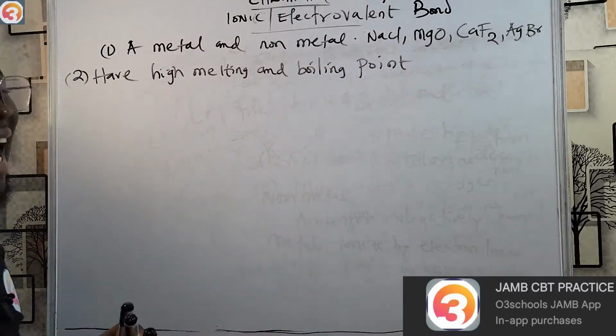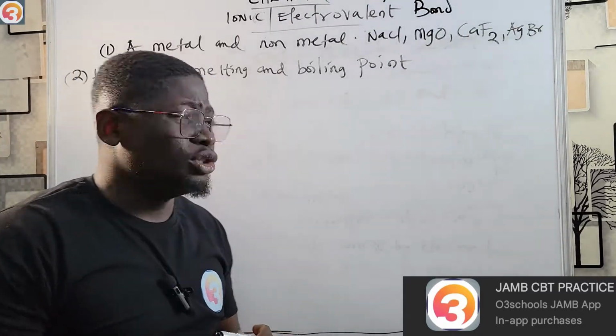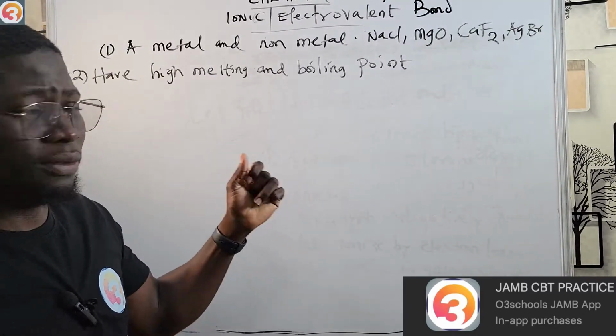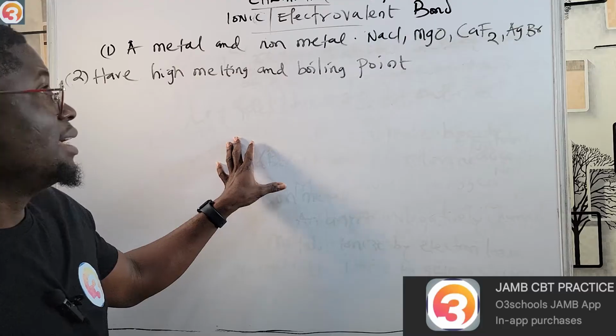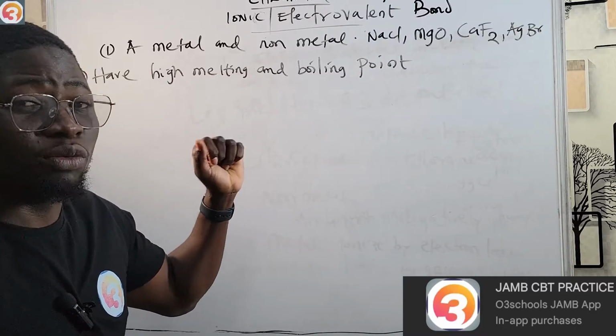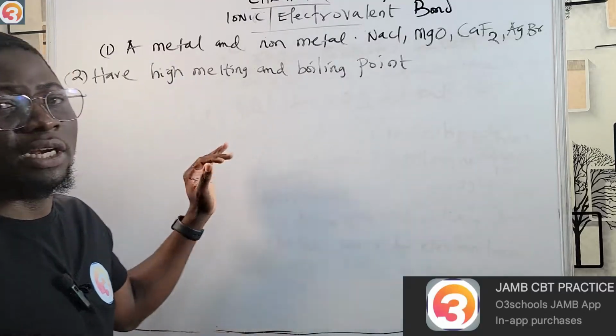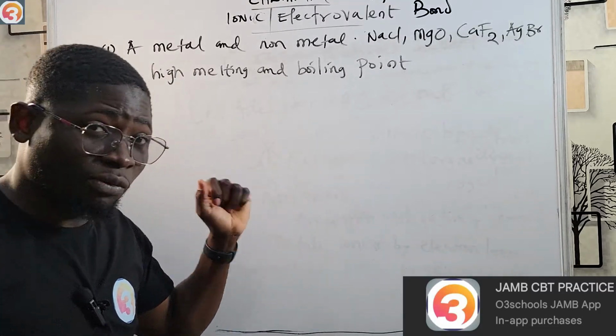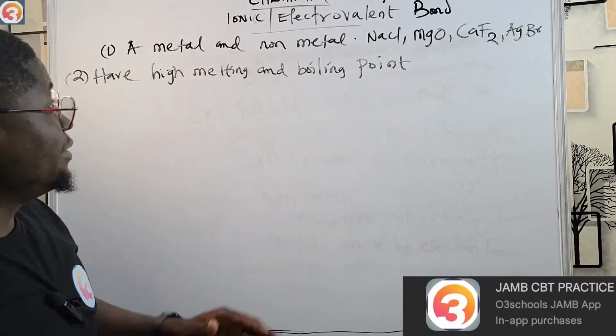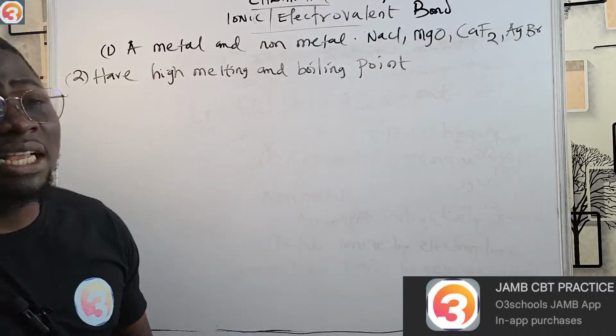Right. They have high melting and boiling points. Why? It's due to the great electrovalent bond between those atoms. Very, very great electrovalent bond, due to the very massive electrovalent bond. So it's very, very great. So that is why they have high melting and boiling points.